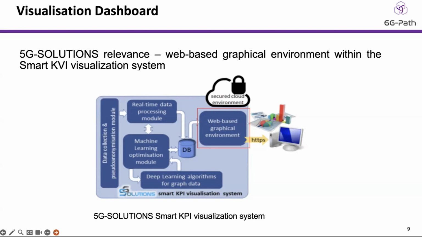It transforms raw metrics into interactive dashboards, allowing users to track KPIs with real-time updates, advanced filtering, and insightful graphical representations. By building upon this system, the 6G PATH visualization dashboard takes the foundation established by 5G Solutions and improves it with extended capabilities, supporting more complex multi-domain scenarios, closed-loop automation, and enhanced security features for next generation networks.